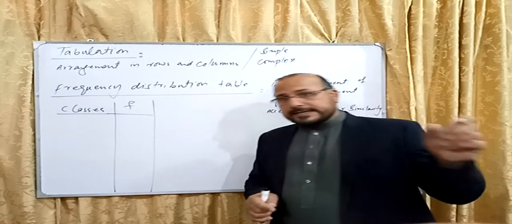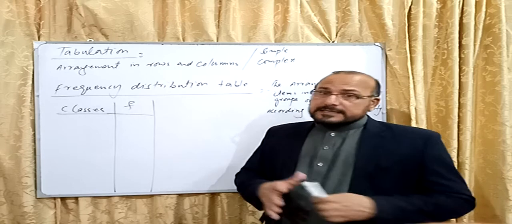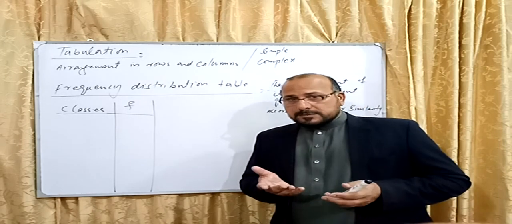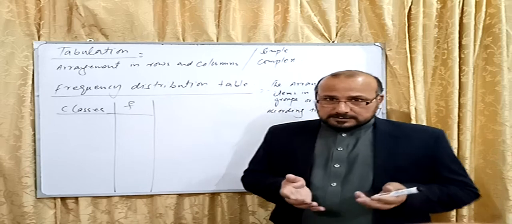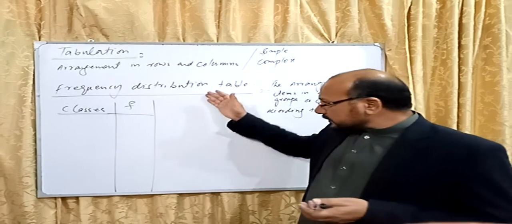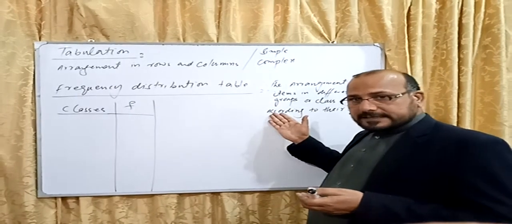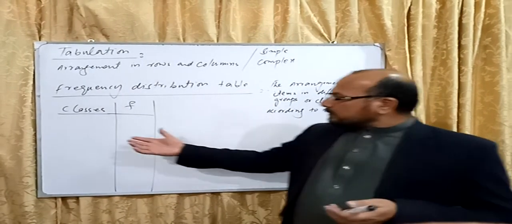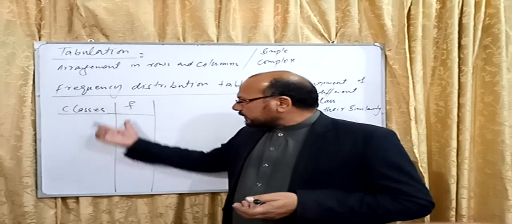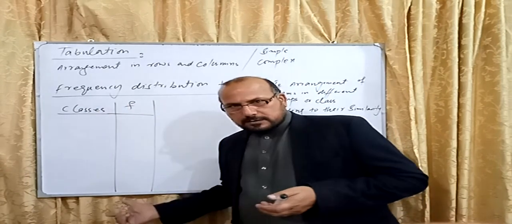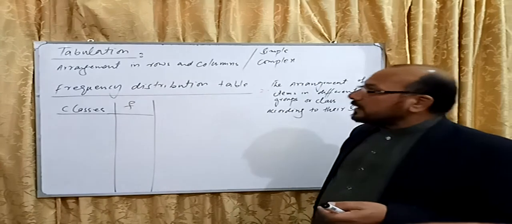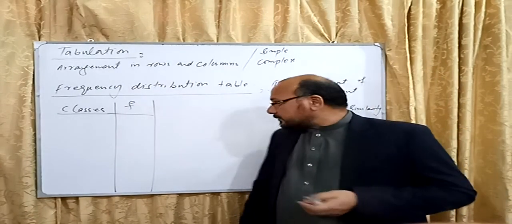First you need to understand what a table is. A table is the combination of rows and columns. If we have rows, horizontal lines, and columns, vertical lines, it is a table. For example, this is a table in which we have rows as well as columns. So tabulation is basically the arrangement of data in rows and columns.